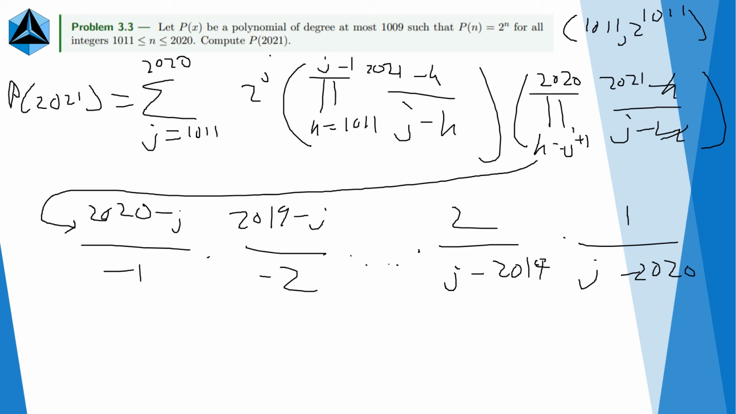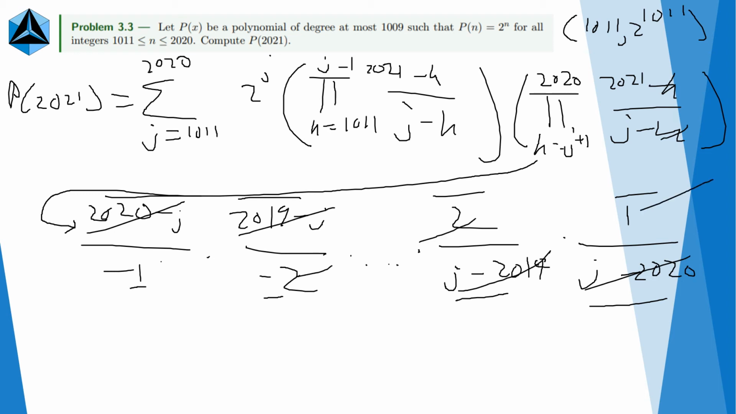So there's something interesting here, because over here we have a -1, and up here we have 1. Down here we have -2, up here we have 2, and then down here we have j minus 2019, up here we have 2019 minus j, then j minus 2020, then 2020 minus j. So each term in the denominator has a corresponding term in the numerator, just multiplied by -1. By symmetry, we can cancel all of them out, and we're actually just left with -1 after that. So each one of these only contributes a -1.